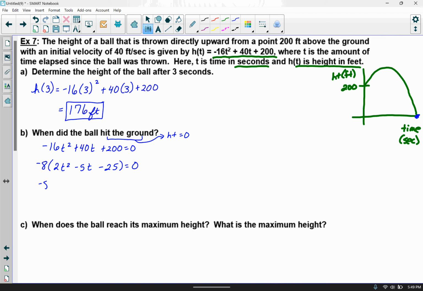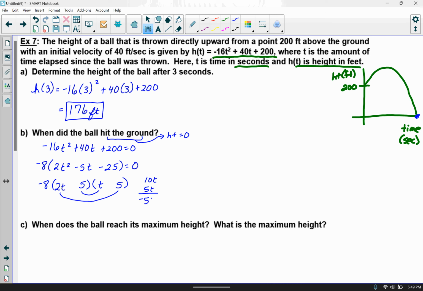All right. Now from here, we're going to factor. The only way to multiply to give you 2t squared is 2t times t. Most common way to multiply to give you 25, 5 times 5. All right, so remember we check our outside and inside. So on the outside, 2 times 5, that's giving me 10t. Inside, it's giving me 5t.